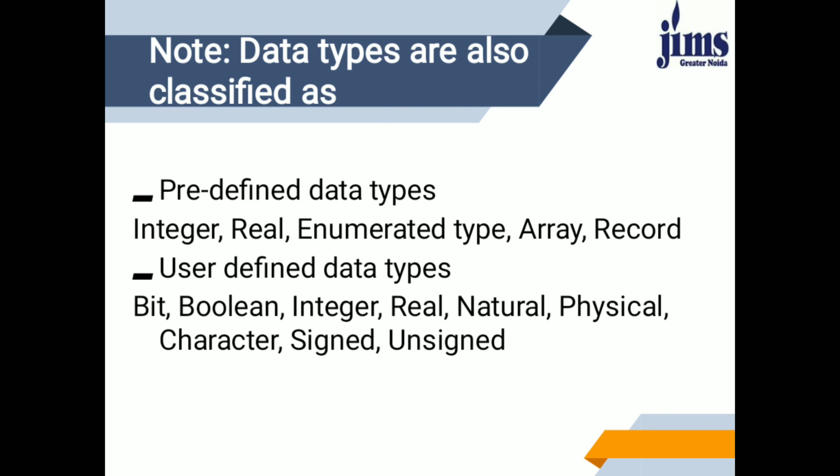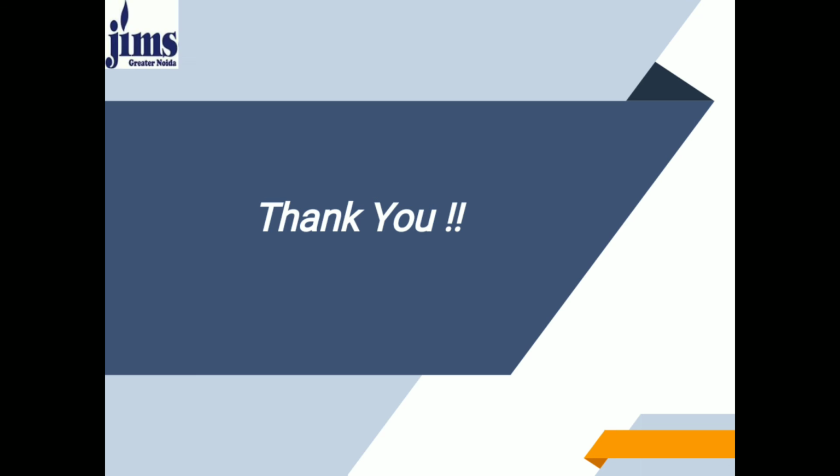Now, these data types which we have discussed again can be classified into two types: predefined data types, that means scalar, integer, real, enumerated, and access type, or bit, boolean, means user defined data types, that means bit, boolean, integer, real, natural, physical, character, signed and unsigned. So this was all for the various data types in VHDL. For now, thank you.